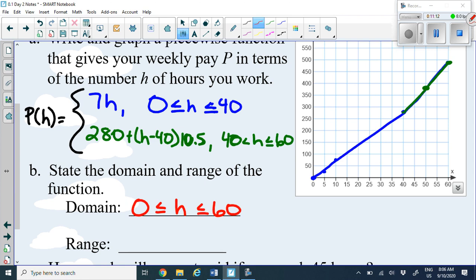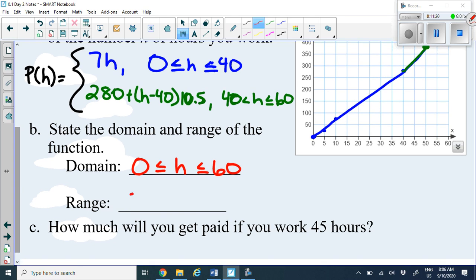Range, that is our y, or vertical. So we start from 0. What is the most amount of money we can make? It's $490. So here I have 0. And then I have to do P of H because that was representing our y's there. And I go to $490 because that's the most amount of money that we can make.